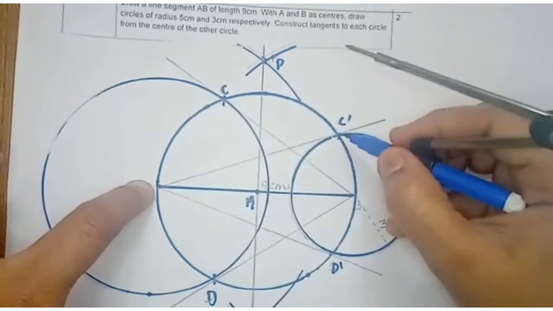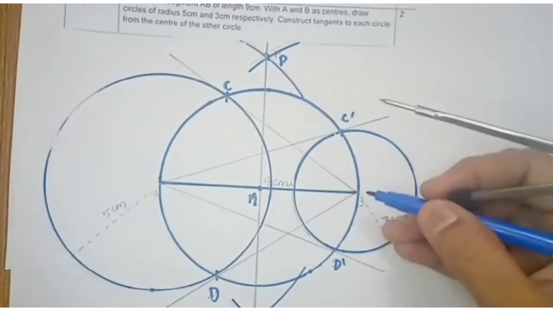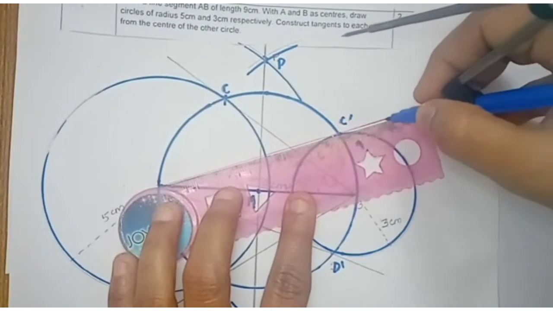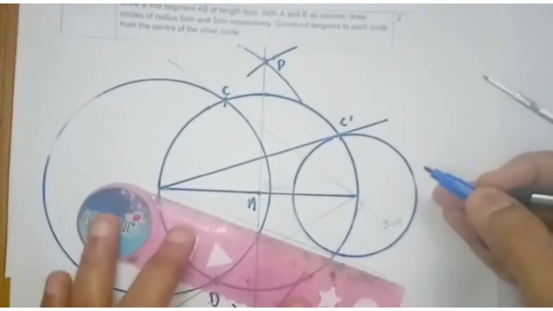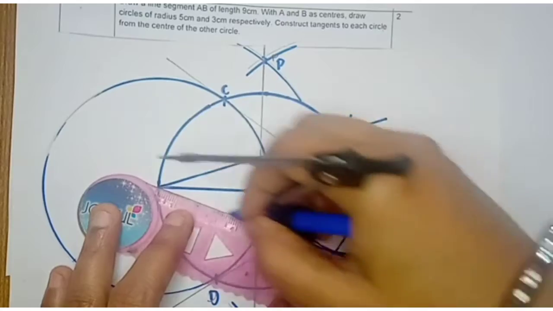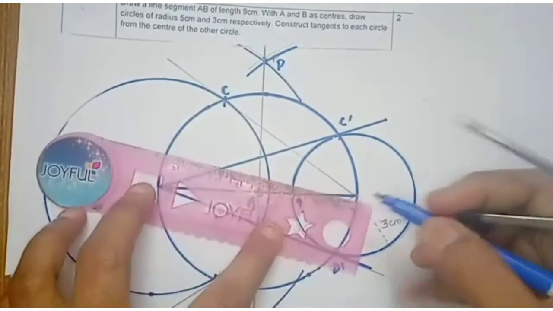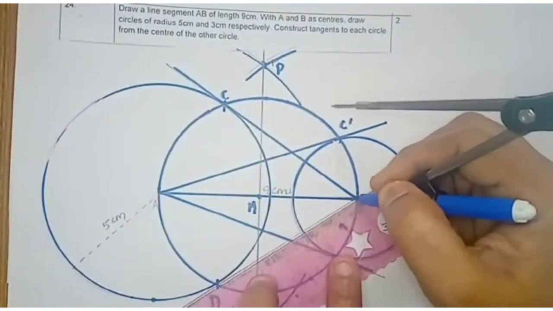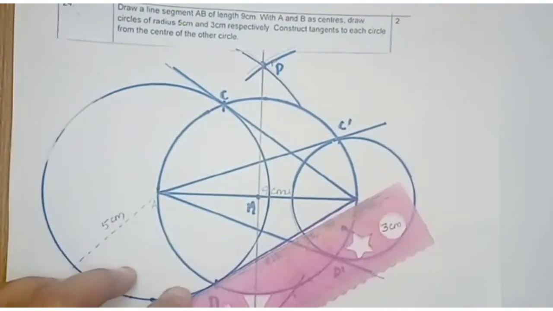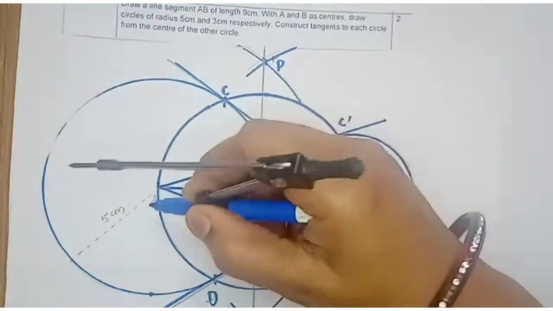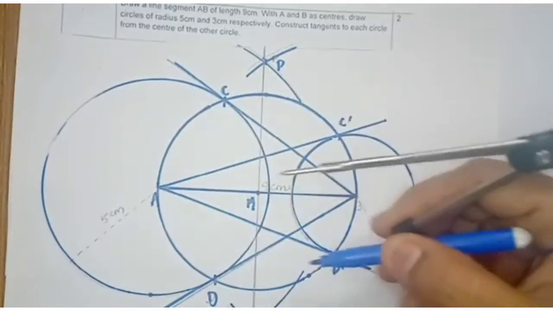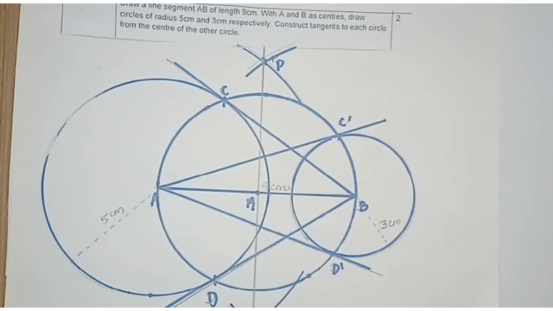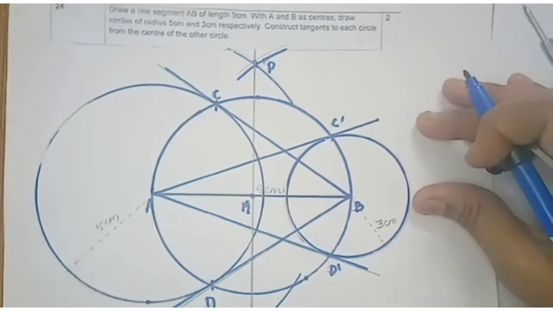You join A and C dash, A and D dash. In the same way, from B, you join C and D. So these are the required tangents, that is AC dash, AD dash, then BC and BD are the required tangents. So this is the answer for this question.